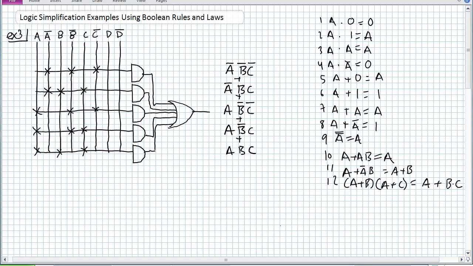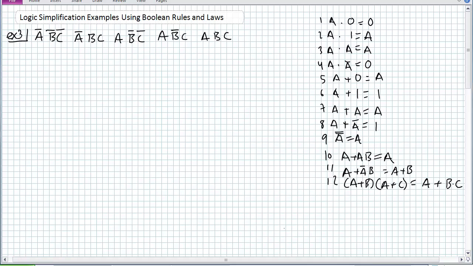There has got to be a simpler way to write this expression. How are we going to do it? We're going to use our Boolean rules and laws in a systematic manner and see if we can find some ways to simplify these things. I'm going to erase the PLD diagram here because we're going to need a lot of space for this one. Okay, so there are 5 AND terms and they're all being ORed together.